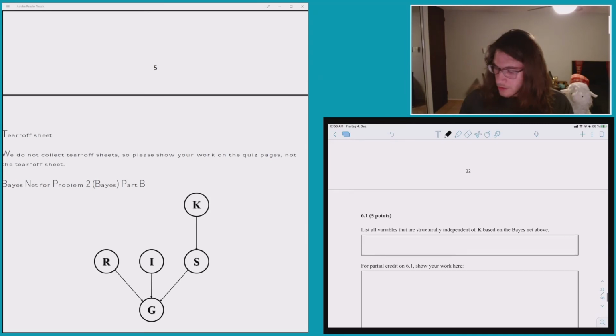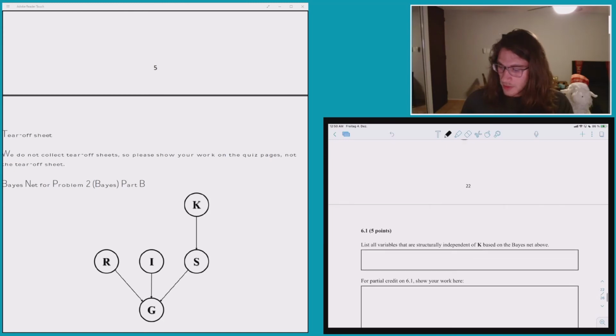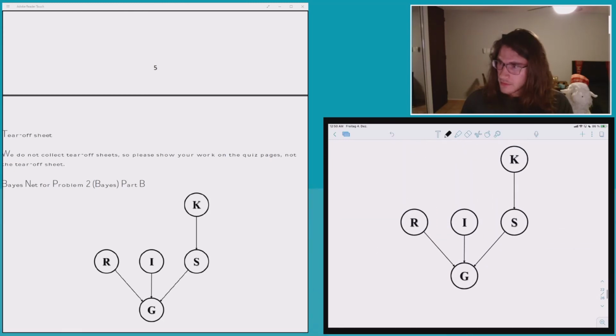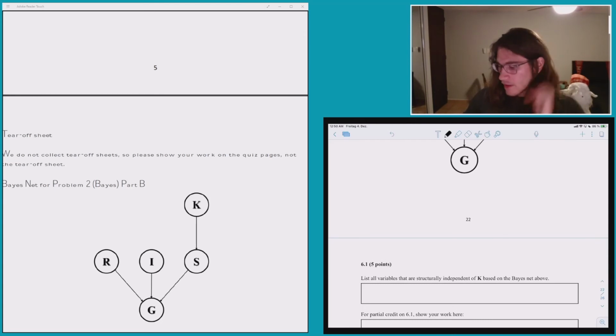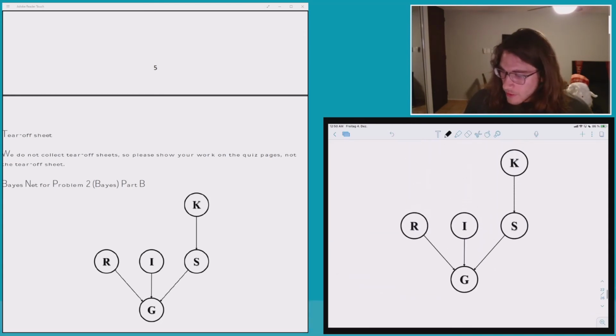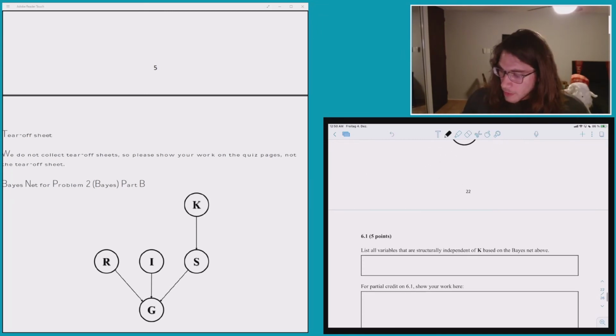So we are asked first to list the variables that are structurally independent of K based on the BayesNet. And I keep scrolling up and down, forgetting I have it right on my computer screen. So let's apply the BayesNet assumption then. And I'll just write it out explicitly.